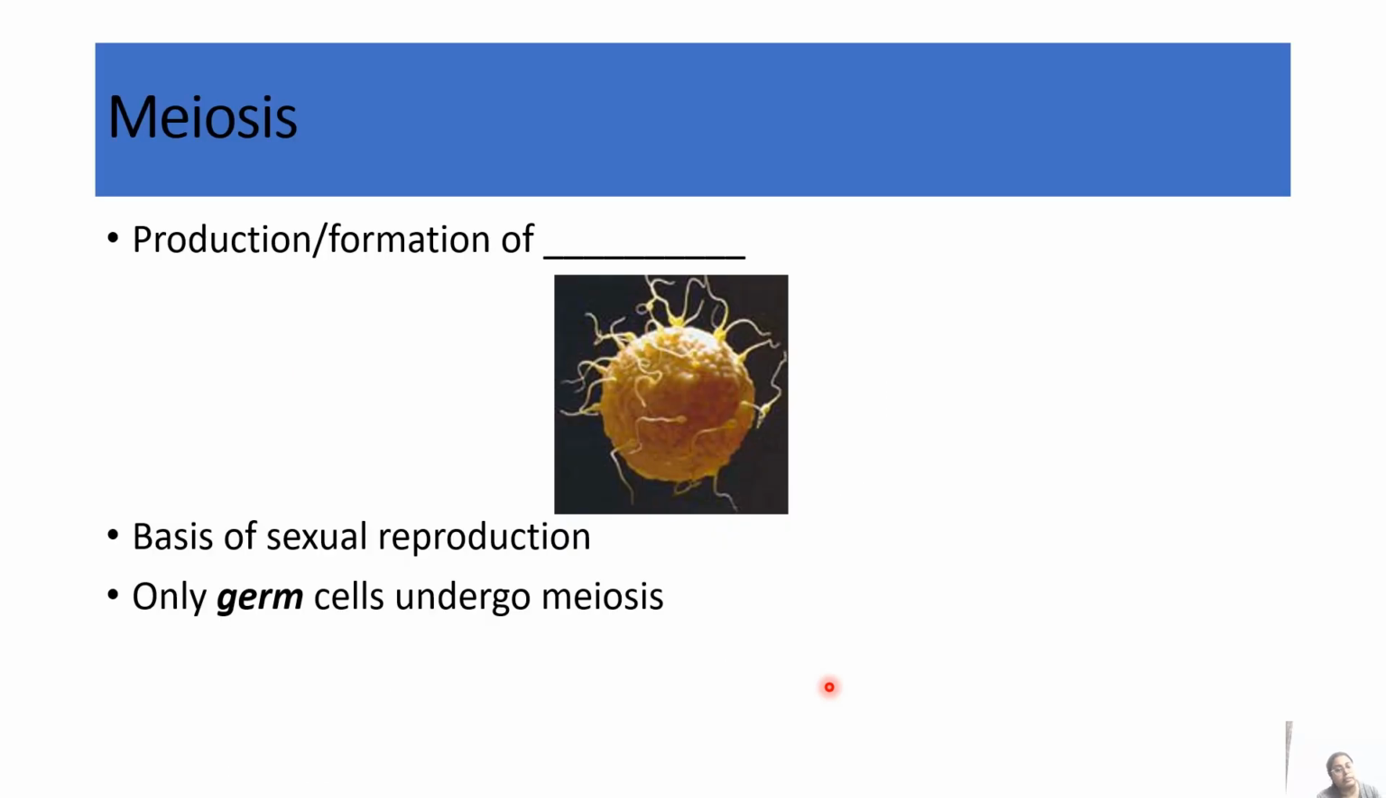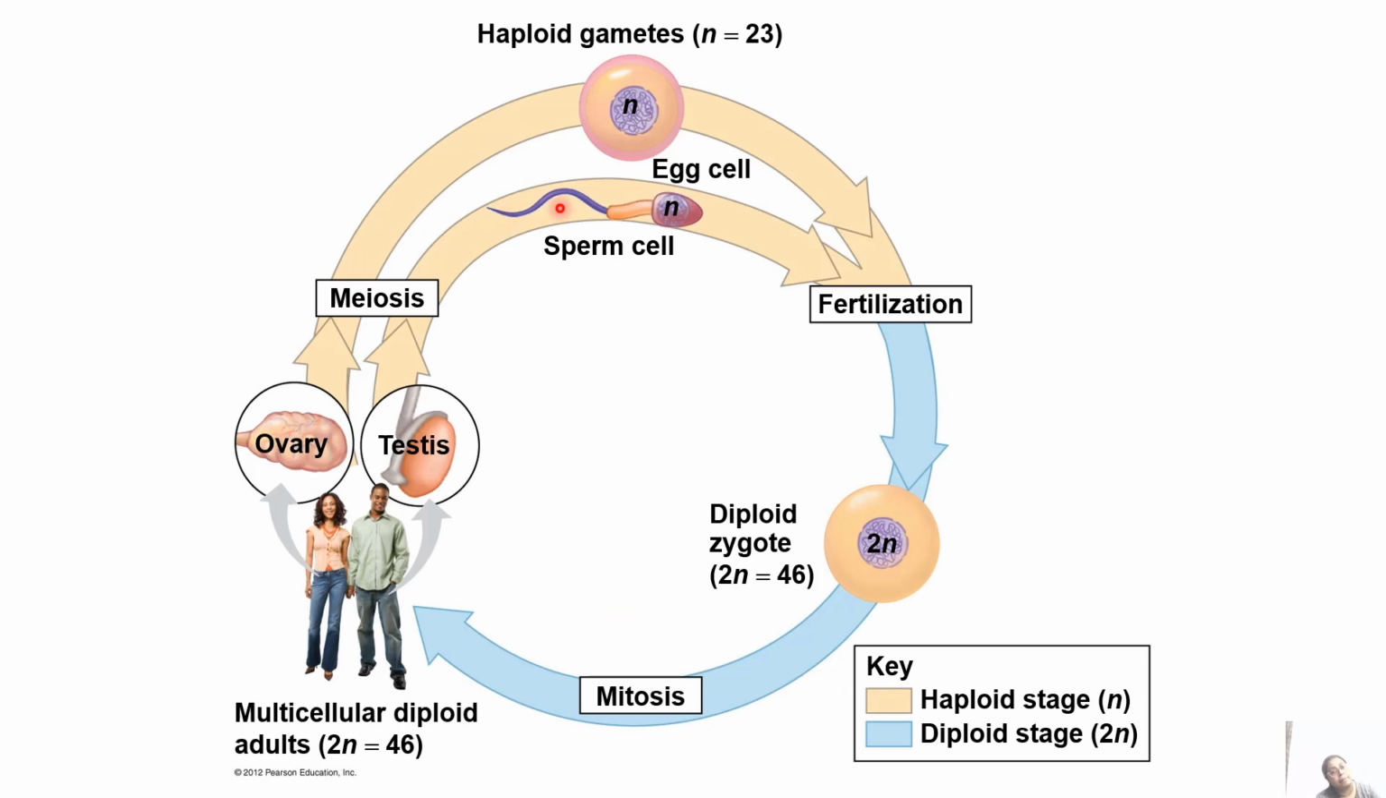Then we come to meiosis. It's basically the basis of sexual reproduction. Only germ cells can undergo meiosis. So we have haploid cells, n equal to 23. Okay, the egg cell and the sperm cell are haploid germ cells. Normal cells in the body are all 2n diploid, but the gametes are haploid, which get fertilized together to form a diploid zygote, 2n, which is 46, which can undergo mitosis to give rise to multicellular diploid adults. Okay, but in these reproductive organs, meiosis happens in order to get the haploid gametes.